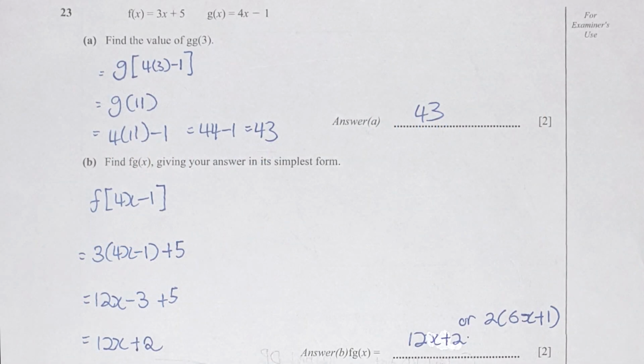Question 23, part A. We have G bracket 3. So substitute the 3 into Gx first, you will get 11. So the 11 here represents the value x. Then you run the manual calculation again, you will get your final answer as 43.